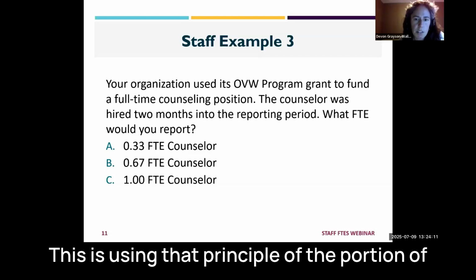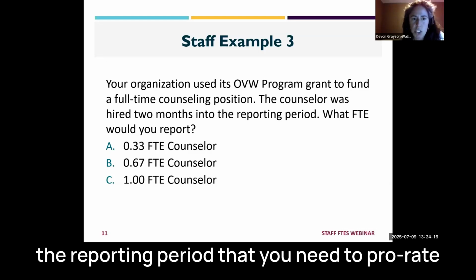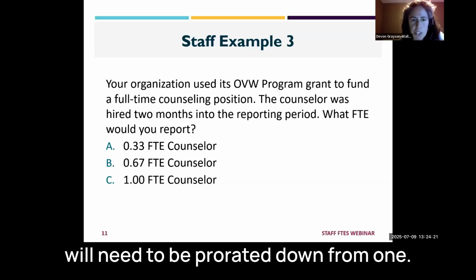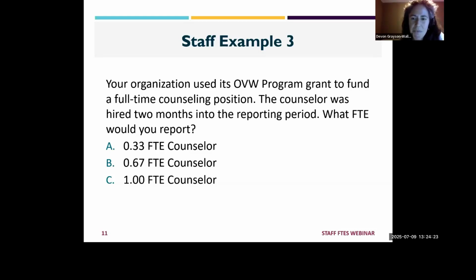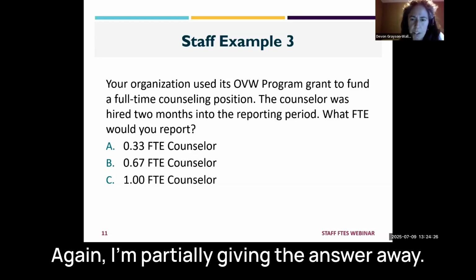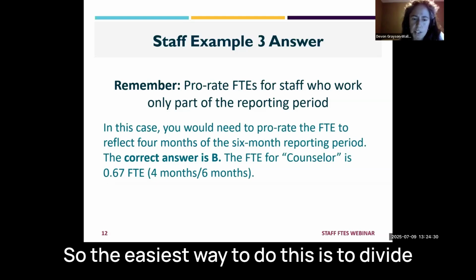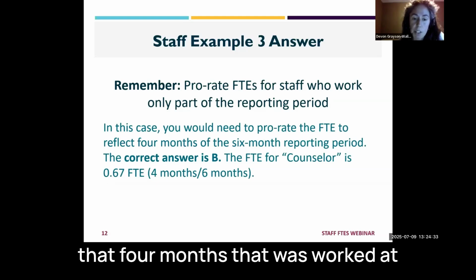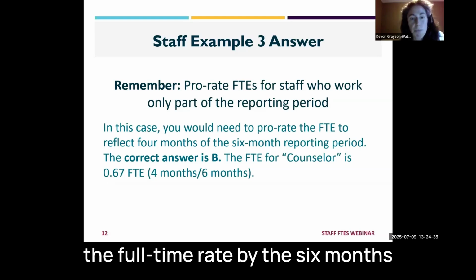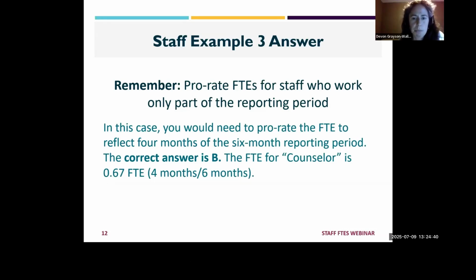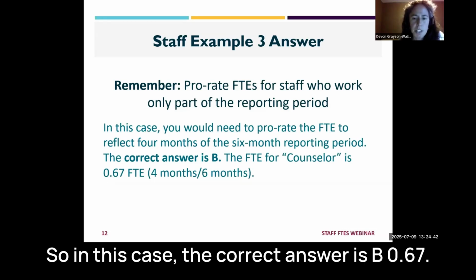This is using that principle of the portion of the reporting period that you need to prorate down. Anything less than the full 6 months will need to be prorated down from 1. Again, I'm partially giving the answer away. So the easiest way to do this is to divide that 4 months that was worked at the full-time rate by the 6 months available in the reporting period. So in this case, the correct answer is B, 0.67.